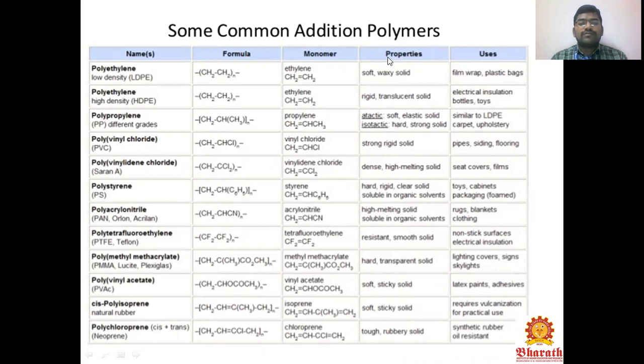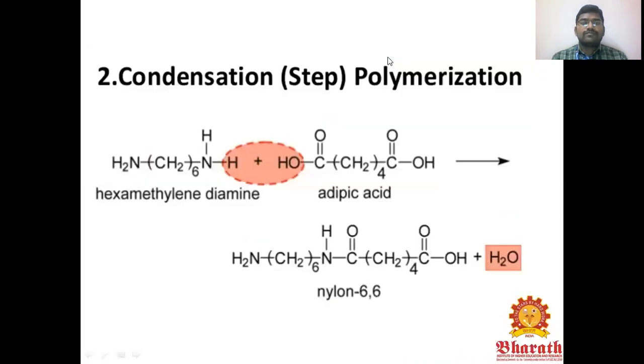The cis polyisoprene requires vulcanization for practical uses. Polychloroprene is used as a synthetic rubber for oil resistance. You get a rubbery solid material from it: polychloroprene.